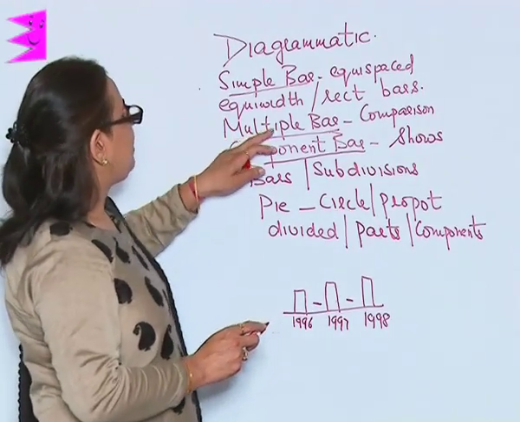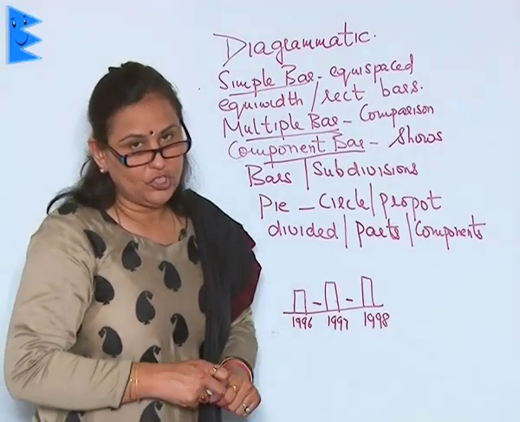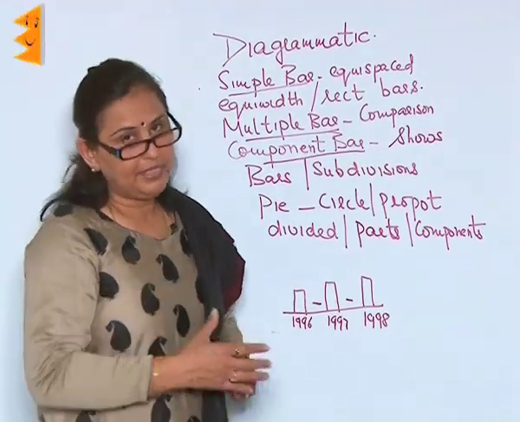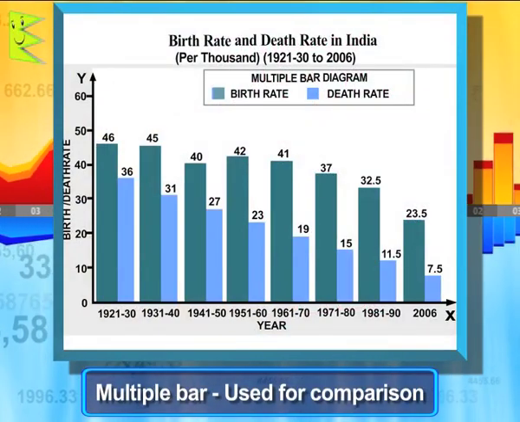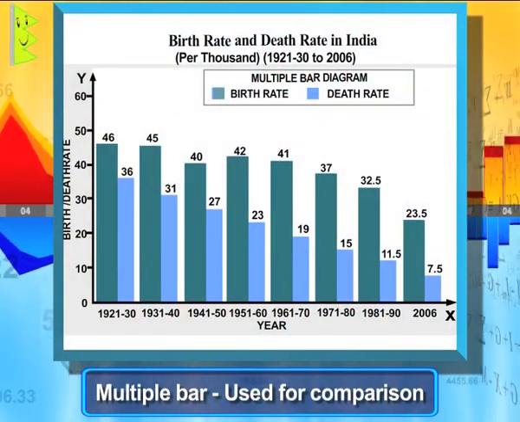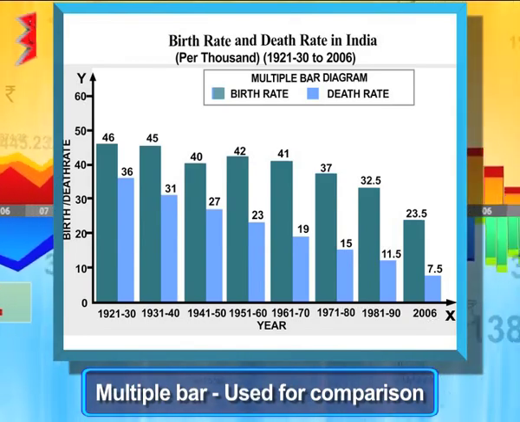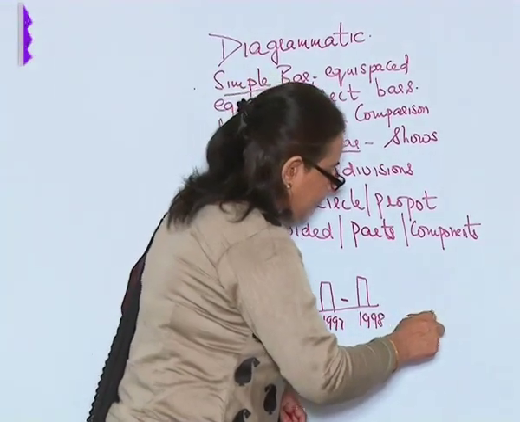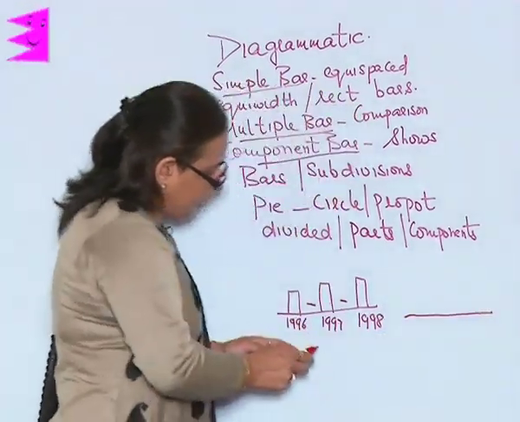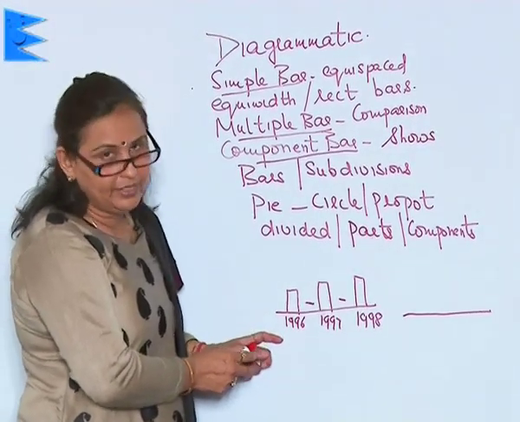Next, I talk of the multiple bar. This kind of presentation is done for comparison, when the presentation has to show the comparison between two or more data or figures. For example, let me draw a multiple bar. A multiple bar will be, now same data, but I am going to talk about the failures also.